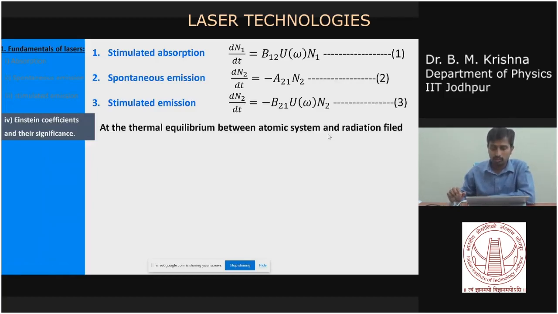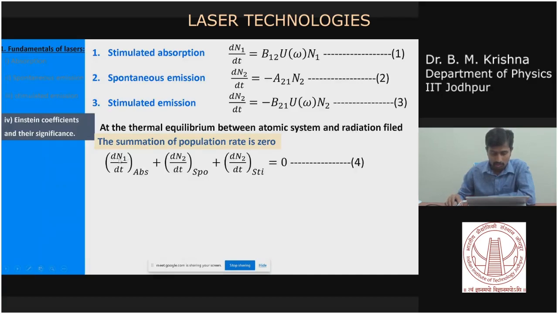So at thermal equilibrium between the atomic system and the radiation field, the total population rate should be 0. That means they all stabilize, and there is no time dependence for any state. So that is dN1 by dt for the absorption plus dN2 by dt for the spontaneous emission plus dN2 by dt for the stimulated emission. There is no rate change, no time dependence, so the total should be equal to 0.